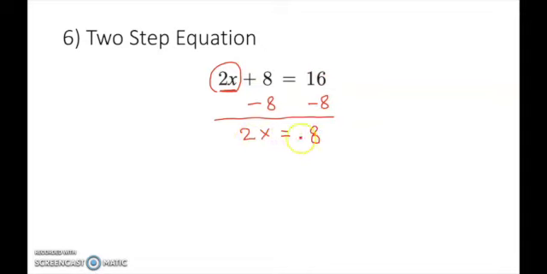Next, we have 2 times x is equal to 8. So let's do the opposite of multiplication, which is division. And we have 2 and 2 cancel out to become 1. 1x is equal to 8 divided by 2 is 4.